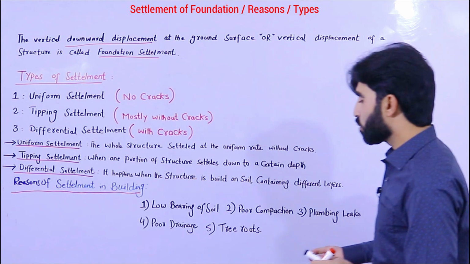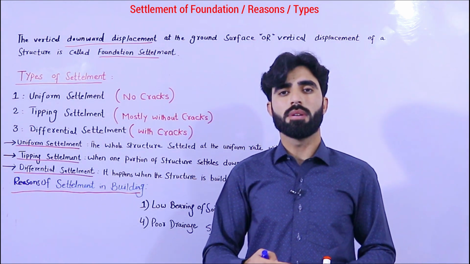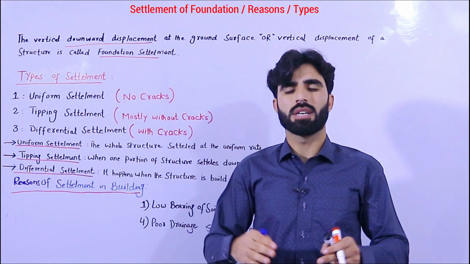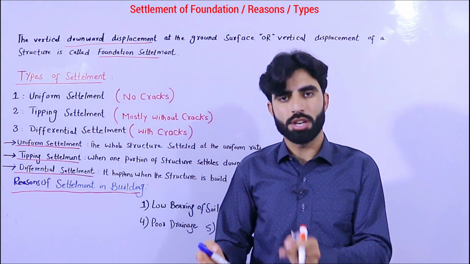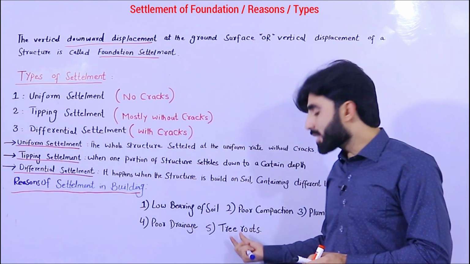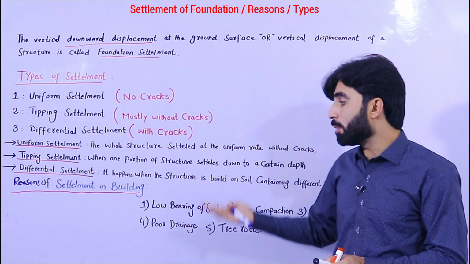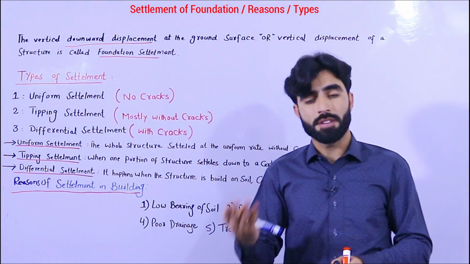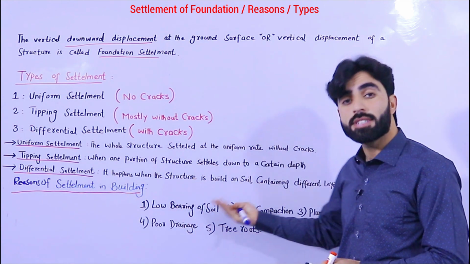The other one, the fifth one, is tree roots. When you can see a lot of trees around or near your building, near your structure, the roots sometimes go inside the foundation and you don't know, because maybe the tree is far from the structure, about 15 meters, 20 meters, but its roots are inside the building.